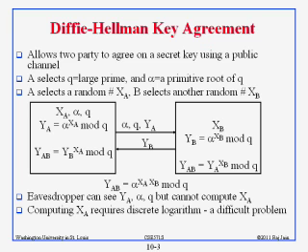The reason this cannot be broken is that even though somebody knows YA and alpha and Q, and they know that YA is alpha raised to XA mod Q, they cannot do the log. If they could do the log, then XA is simply the log of YA. So this is how you do key exchange. By the way, this is powerful because this is used in many places, basically in the standards. You go to the standards and you find out how you do key exchange. Diffie-Hellman, 1976 technology.